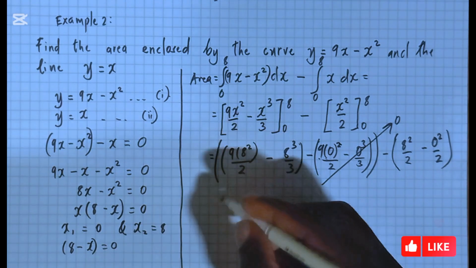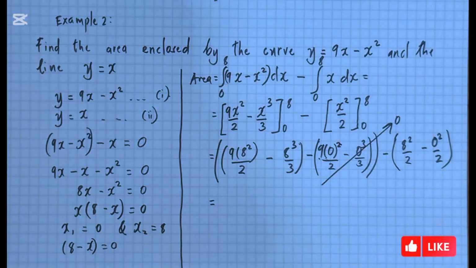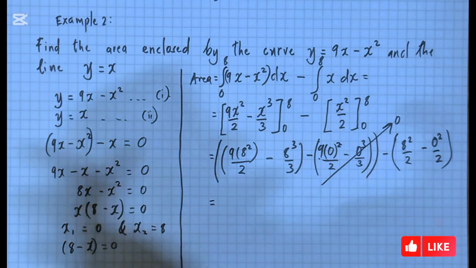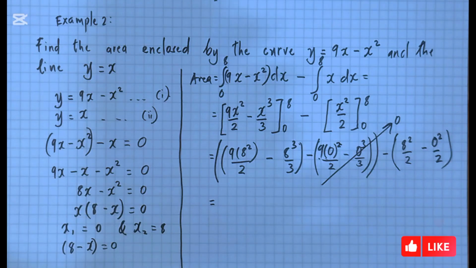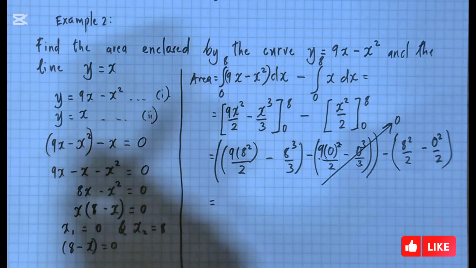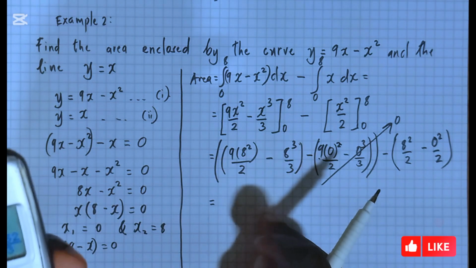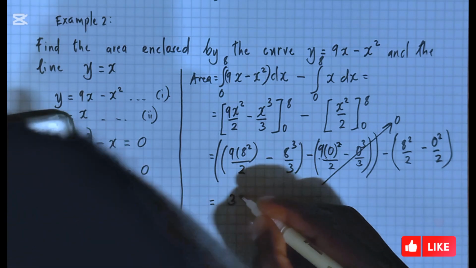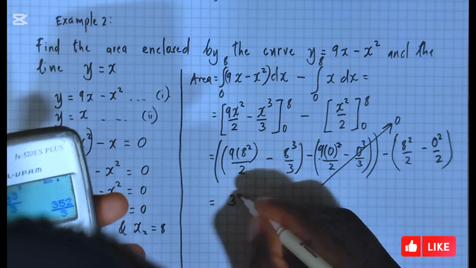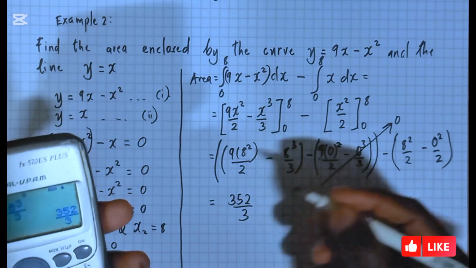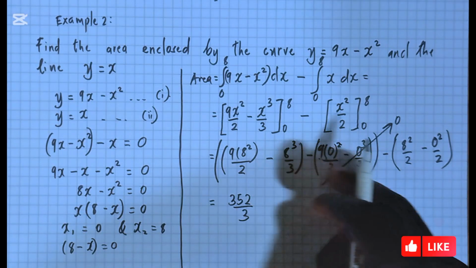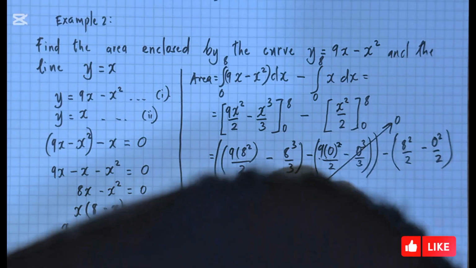So this is what you're going to constantly focus on for this particular problem. If you have your calculator, you can use it. So that is 9 into 8 squared all over 2, minus 8 cubed all over 3. And so you get 352 all over 3. Of course, 352 over 3 minus 0 is just 352 over 3. All right, so that's it for that.